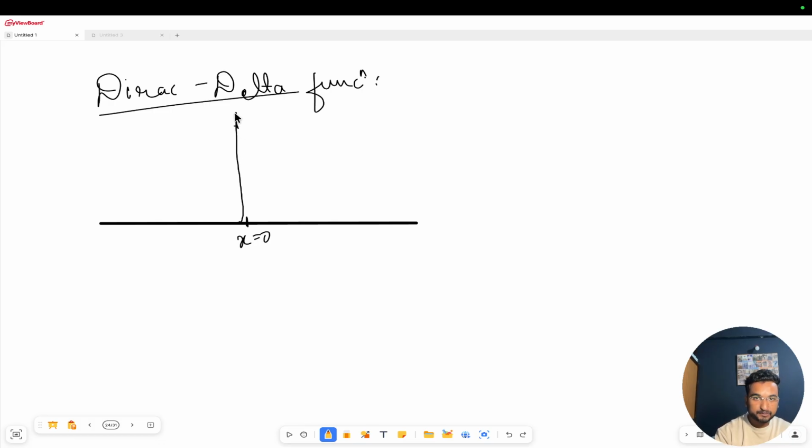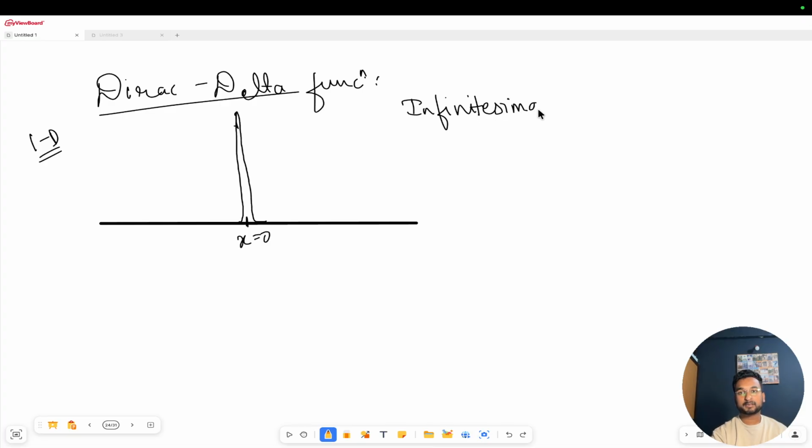Not always at x equals 0, but at some point it will be like this. This will be a Dirac delta function. It will be thinner than this in 1D. Mostly the questions are asked from 1D only, so I will explain only the 1D Dirac delta function. So at a particular point it will have a peak which is infinitesimally thin.